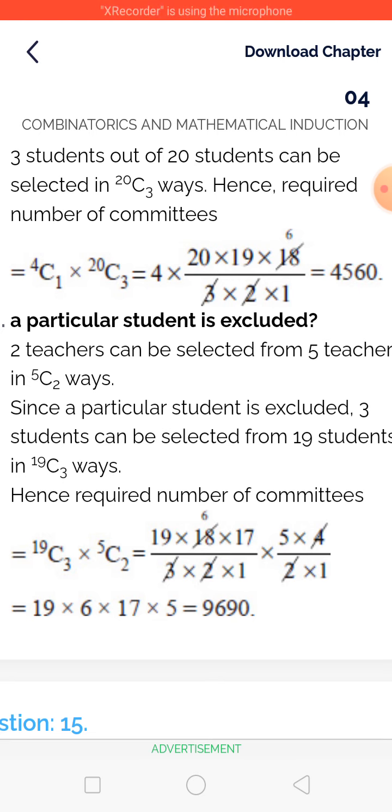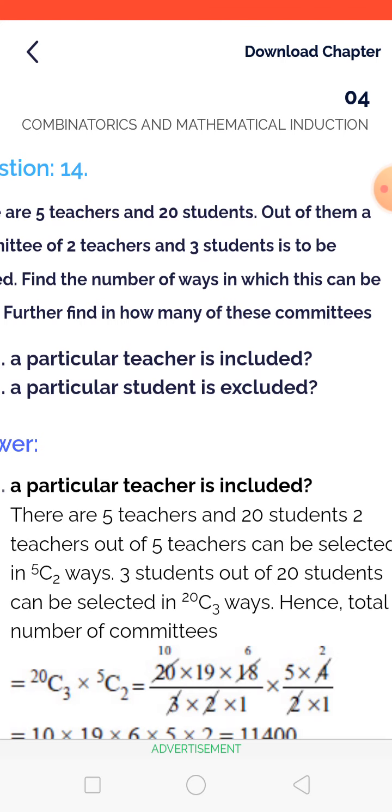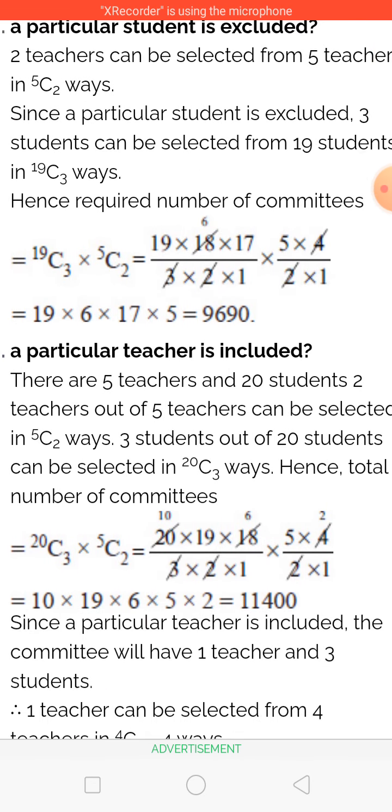How many students do we need to select? 3 students. But a particular student is excluded. Excluded means they removed that boy, just one particular student. So there are 20 students, and they have removed either a boy or a girl from these 20 students. So the balance, how many students are there? Just 19 students. In those 19 students, how many students do we need? 3 students. So therefore 19C3 ways.